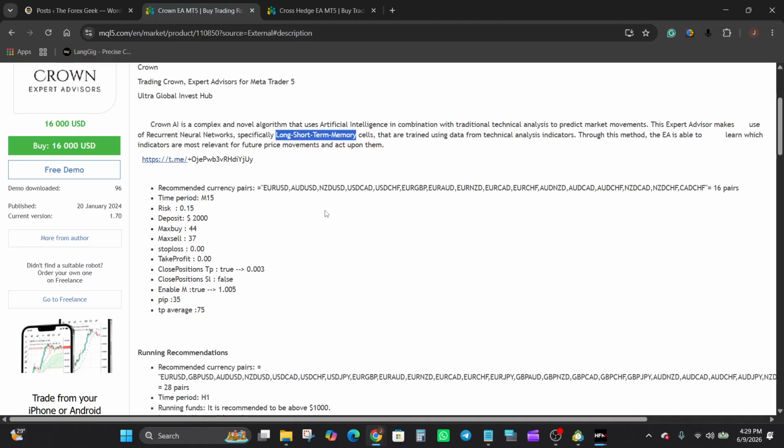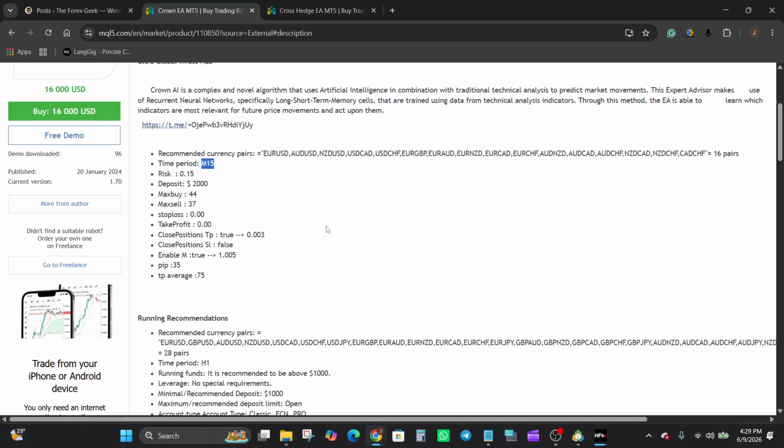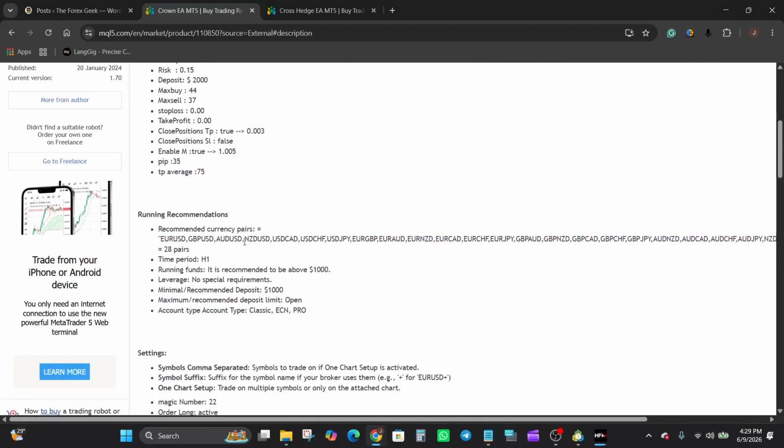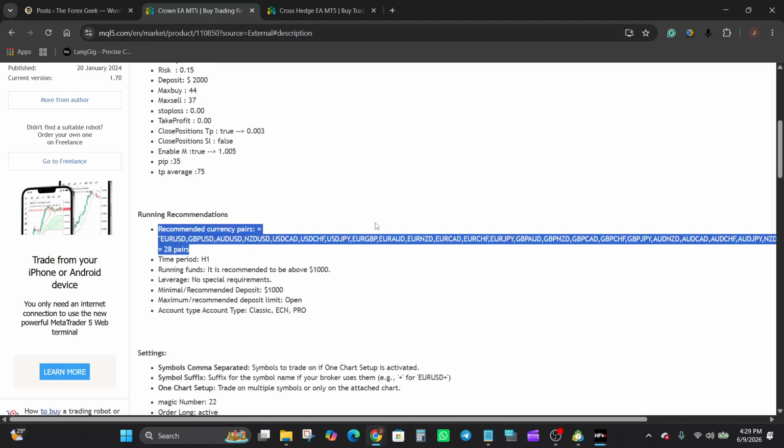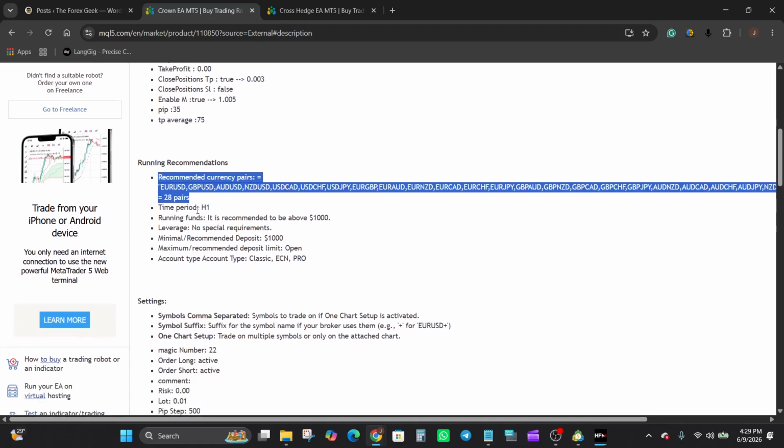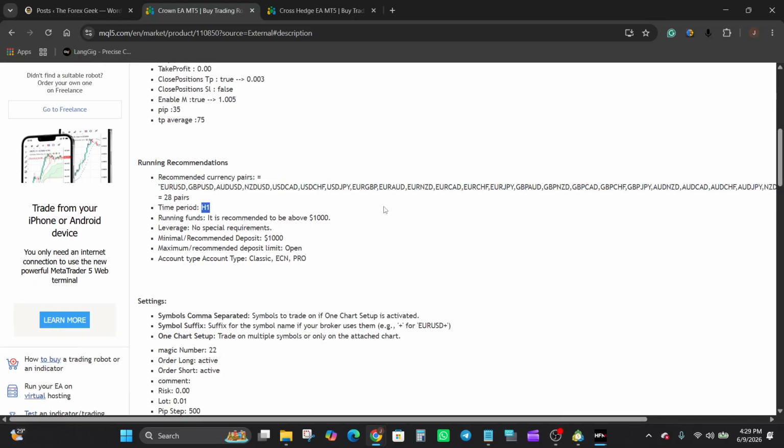For one setup, the suggested currency pairs include 16 major and cross pairs such as Euro USD, AUD USD, NZD USD, USD CAD, and several others, with a recommended time frame of M15. Another running configuration expands the list to 28 currency pairs and recommends using the H1 time frame. The product page also mentions recommended deposits starting from $1,000 with no special leverage requirements noted.